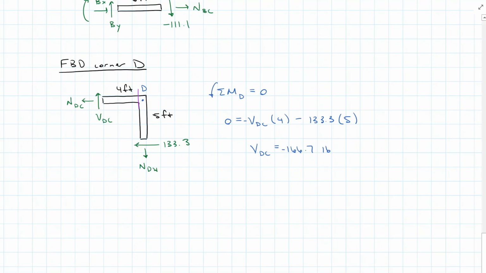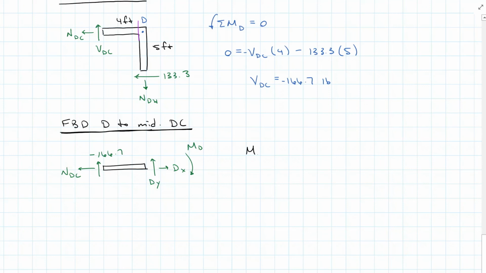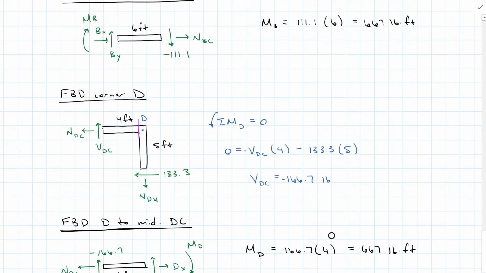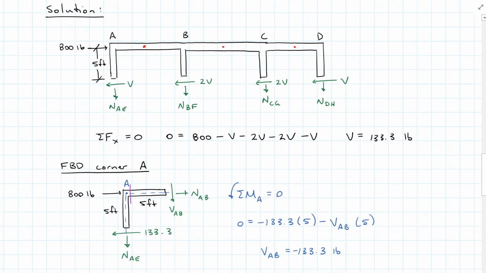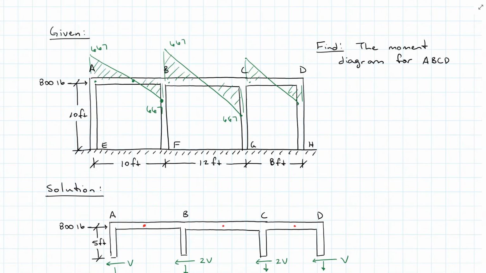So I need my last free body diagram just to the left of D to get that internal moment force. And my moment at D is going to equal 166.7 times 4, which is equal to 667 pound-feet. Finishing out our moment diagram, this is 667, as is this due to symmetry. Now this one worked out that all the numbers are the same, but it doesn't always work out that way.